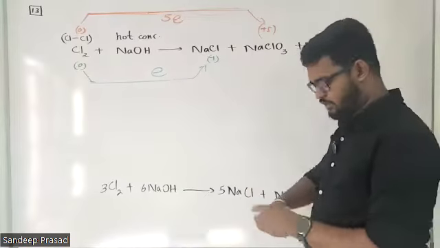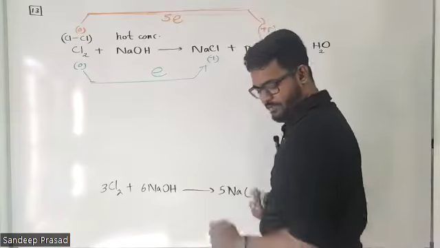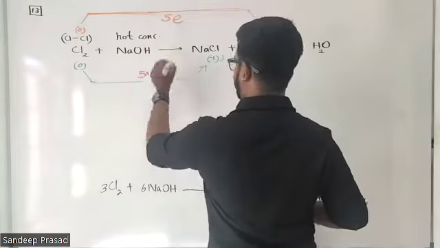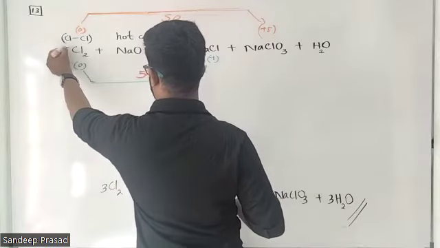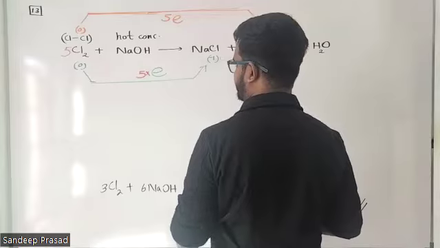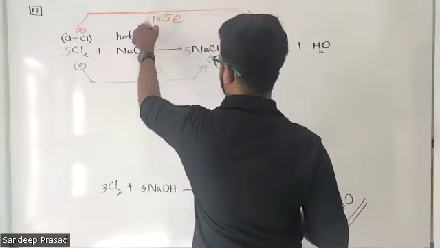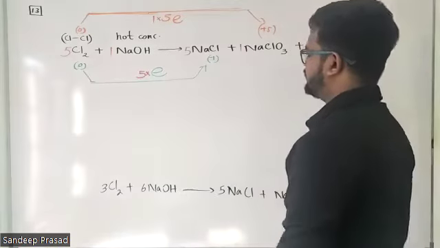Then what we have to do? We have to equalize the increment and the decrement. Then I'm going to multiply this one by 5. That means you are going to multiply the reduction reaction by 5. And here we have to put 5. And here we have to put 5, 1 here. And here also we have to put 1.